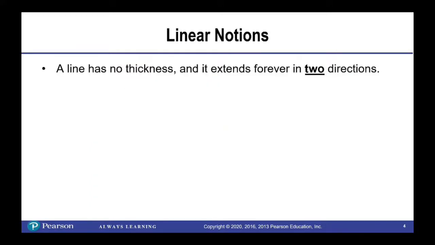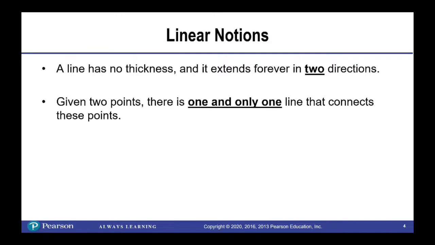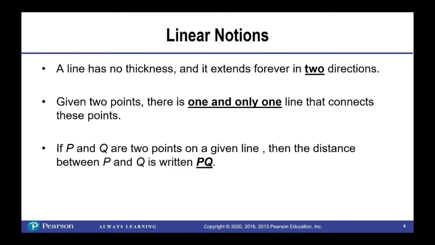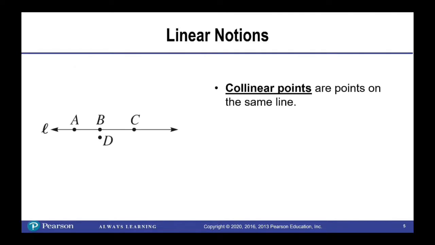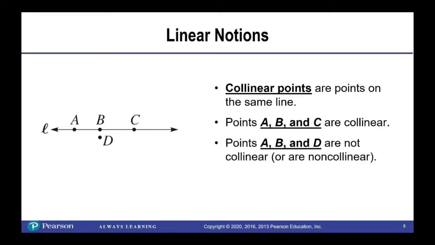Now, let's look at some linear notions. A line has no thickness and it extends forever in 2 directions. Given 2 points, there's only one line that we can draw between these 2 points. And if P and Q are 2 points on our line, then we write the distance between P and Q as PQ with no symbol over it. Collinear points are points on the same line. Here, A, B, and C are collinear. However, A, B, and D are not collinear, or what we call non-collinear.